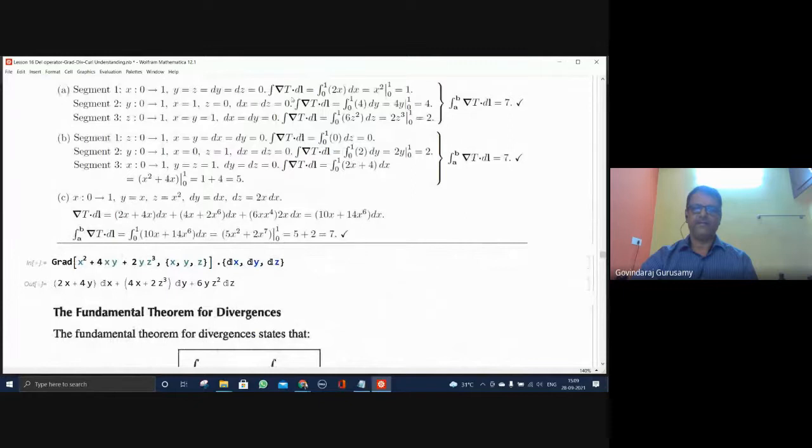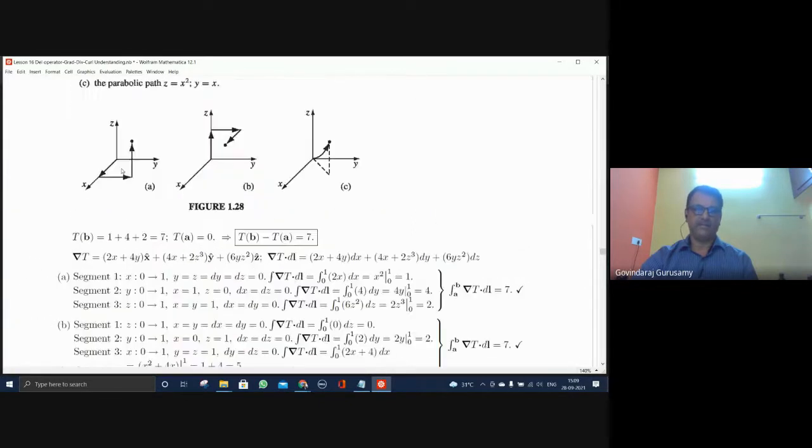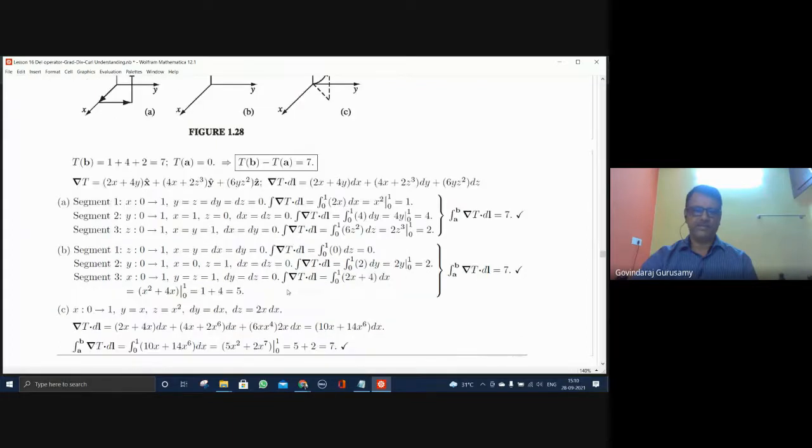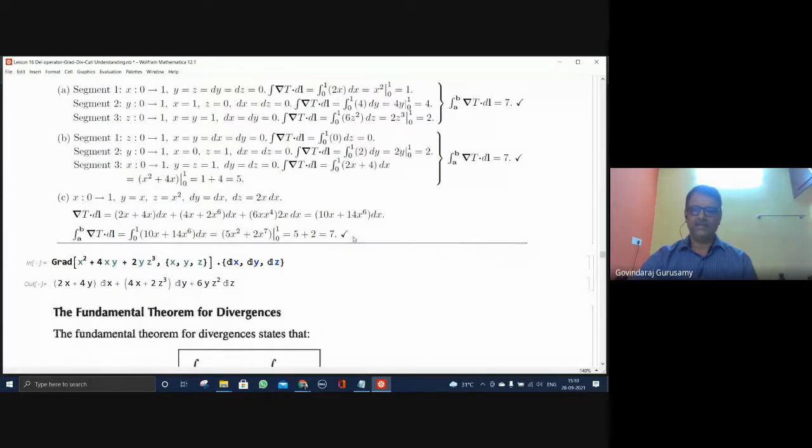To find del T dot dl each time for all the paths, here are paths 1, 2, 3, and you can have a path like this also. Corresponding values are given, and the answer is very much consistent. You can see here.